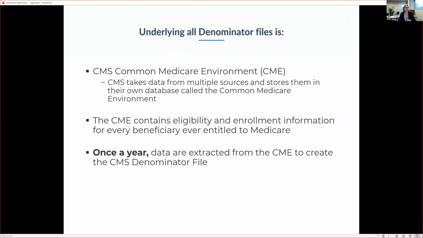So the common Medicare environment is, again, as I said, from multiple sources. It contains eligibility and enrollment for every beneficiary, in theory, ever entitled to Medicare. And then once a year, there's an extract, and that is what we get.